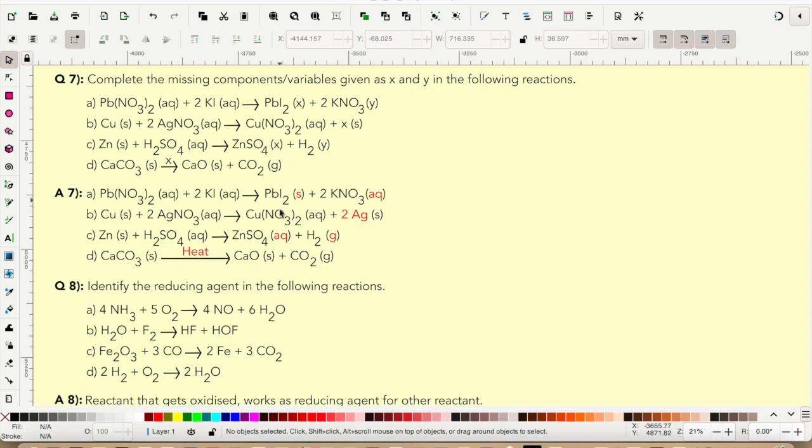So in place of X, aq will be written. In place of Y, g will be written. Last reaction, CaCO3(s), X above the arrow, CaO(s) plus CO2(g). We know that when CaCO3 is heated, it makes CaO solid plus CO2 gas. So in place of X, heat will be written.